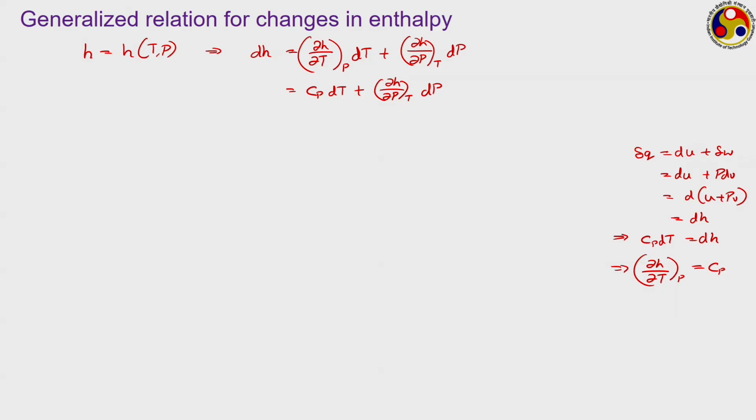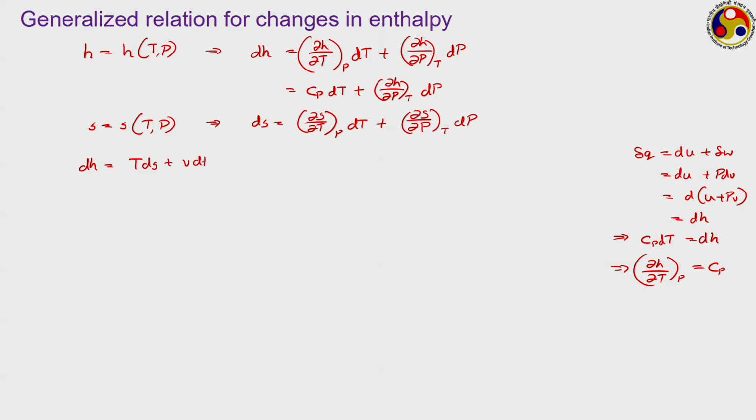So, what we should do next, like we have done in the previous case, if you are not sure, just go to the previous slide to check. We are going to consider entropy S as a function of T and P, so that we can make use of the Maxwell's relation. So, we have dS is equal to (∂S/∂T) at P dT plus (∂S/∂P) at T dP.